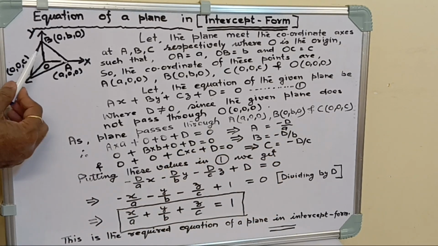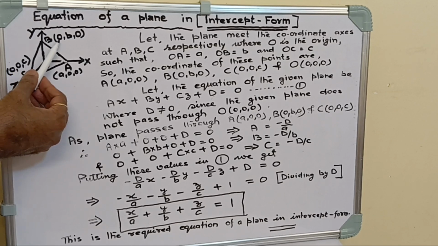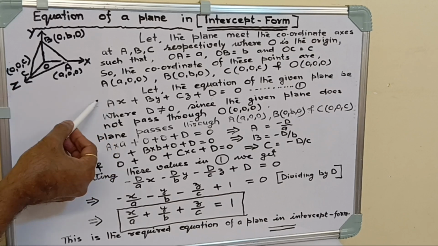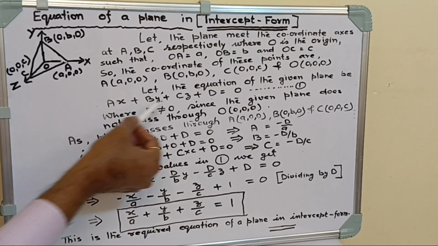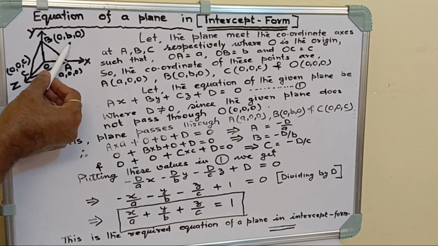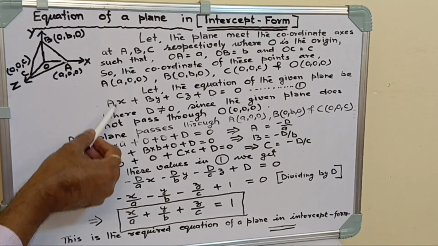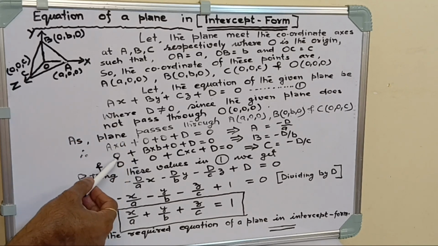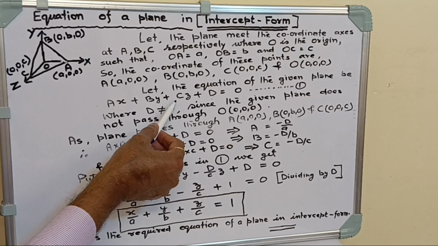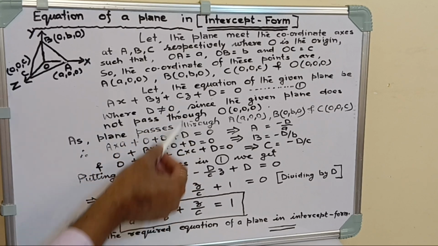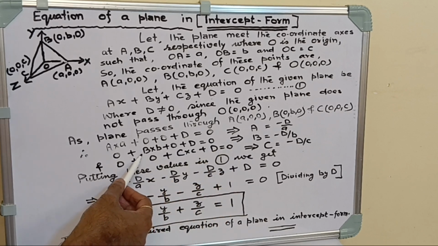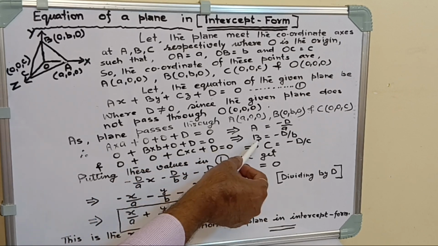Similarly, plane passes through point B, whose coordinate is (0, b, 0). So it satisfies the equation of this plane. Putting here x is equal to 0, y is equal to b, and z is equal to 0, we get a into 0, so 0, plus b into b, plus c into 0, so 0, plus d is equal to 0. Therefore, b is equal to minus d by b.